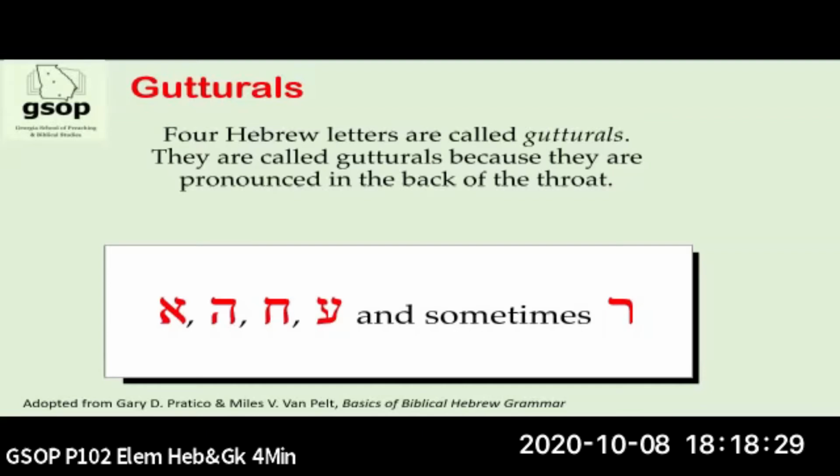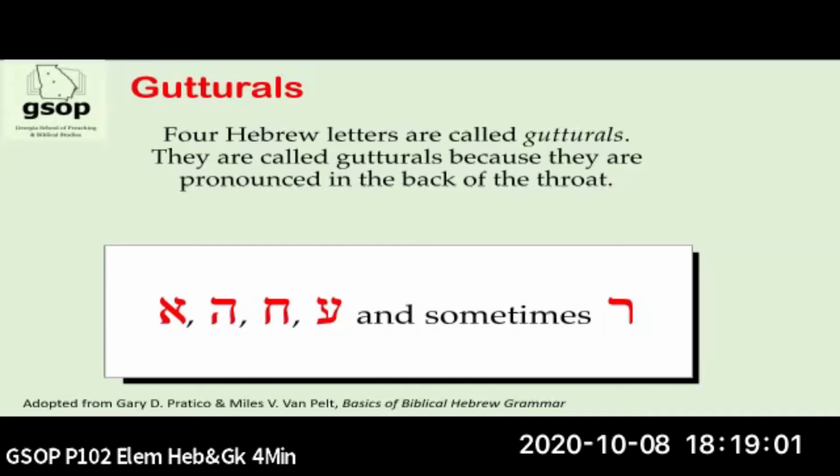When we get to verbs, Hebrew letters are either called strong or weak. Most letters are strong. Strong means they're really not going to change. Weak means it's subject to change. And so when we get to the verbs, ultimately we see a lot of changes where these weak letters are. Especially the gutturals. They're the weak letters.